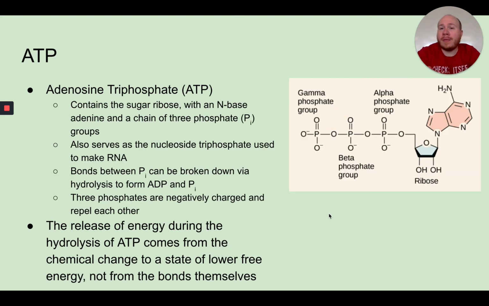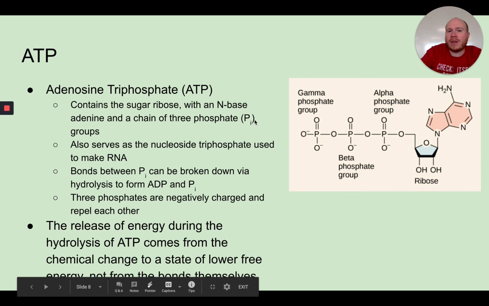One of the big energy carriers in cells is what's called ATP, or adenosine triphosphate. Adenosine triphosphate contains the sugar ribose, with an N-base adenine, and a chain of 3 inorganic phosphates. So when you see that Pi, what they're talking about is inorganic phosphates attached to it.